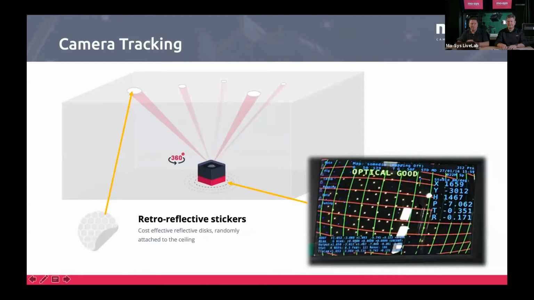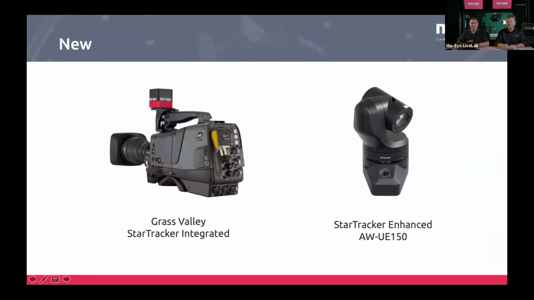So the StarTracker is very popular and comes in different flavors. And probably it is the widest spread tracking technology that is also to be found in other products. We have here, for example, the Grass Valley camera, where the StarTracker is actually built in, and that allows it to be operated with much less cables around, which means also it's much more rigid.